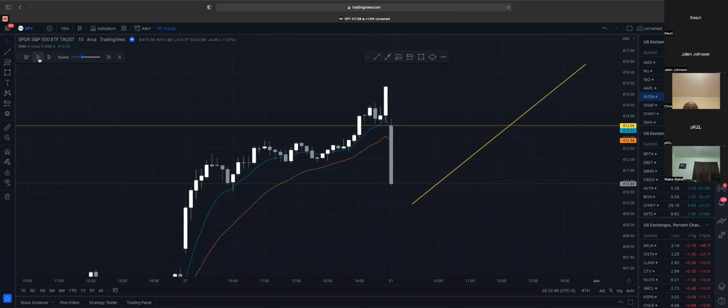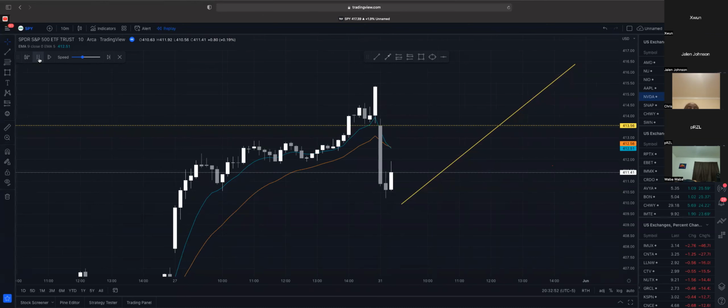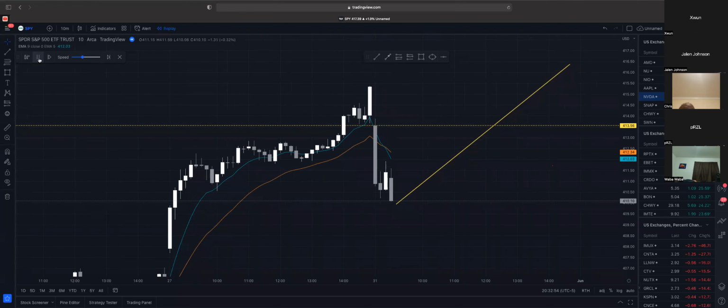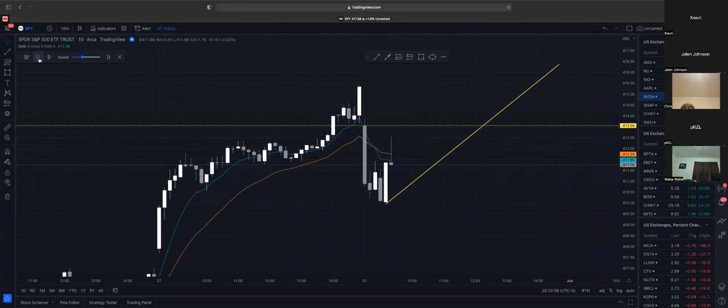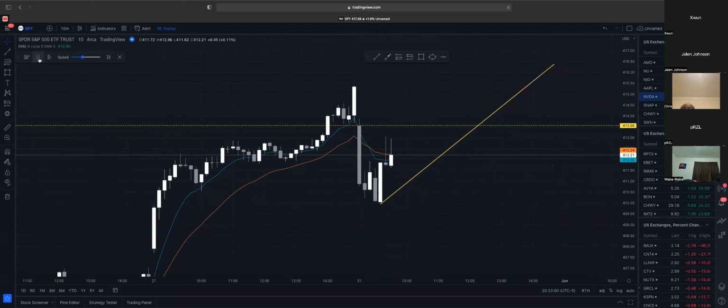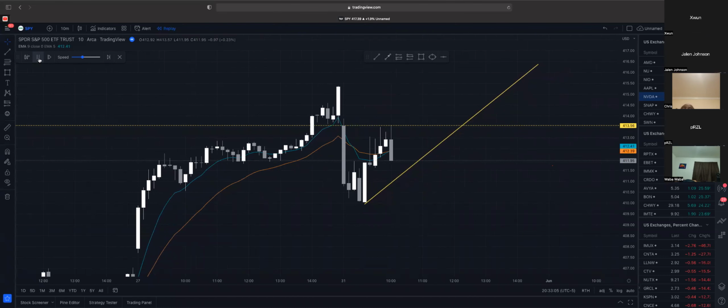We want the body above, right? So as you can see, we let the day play out. I did not get chopped out at all. I want to see the candle close above. So as the day went by, I'm literally chilling. Trading is a patience game. I'm chilling, right? Nothing yet. It did not break above.